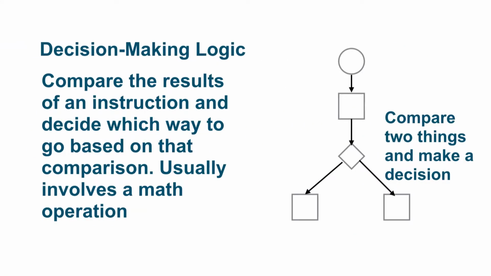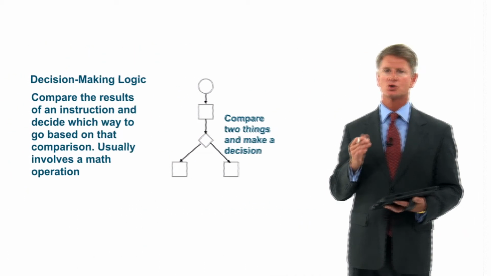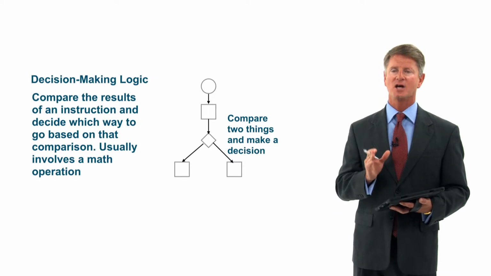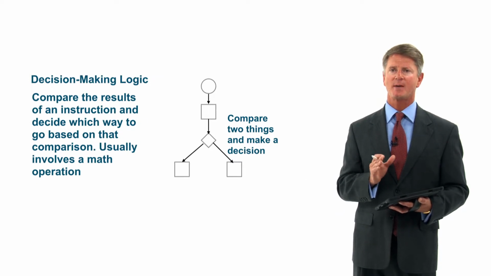Then there's decision-making logic. This is when I compare the results of something and I decide which way to change. The software doesn't know before it reaches this step what it's going to do. So I get to a point where I have to make a decision.